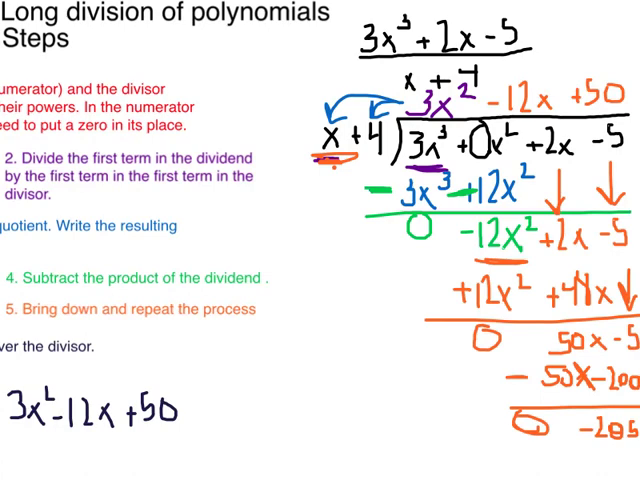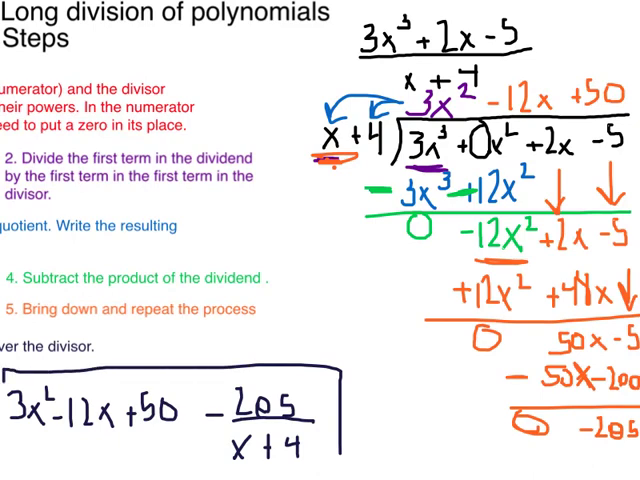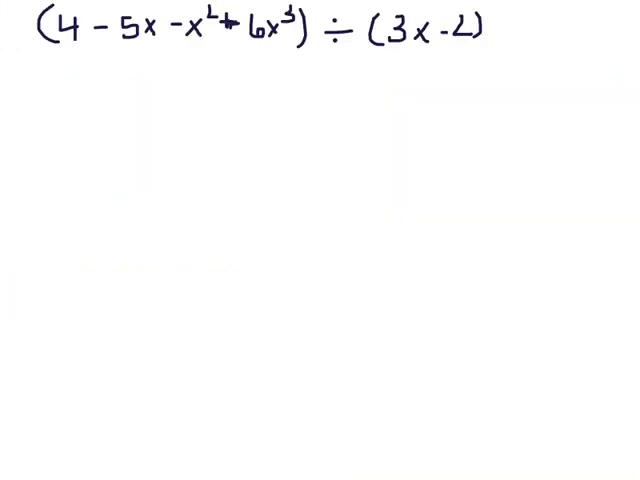And then we write whatever the remainder is. In this case, it's a negative, so we're going to go minus 205 divided by whatever the divisor was. Remember, this is the divisor. So we have x plus 4. And this whole thing, with what's called the quotient and the remainder, is the entire answer of a long division of polynomials. So let's look at a couple examples.